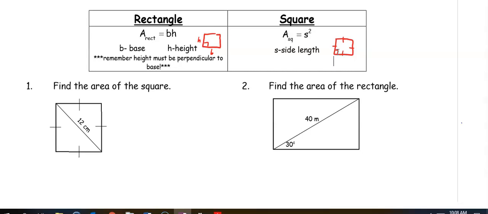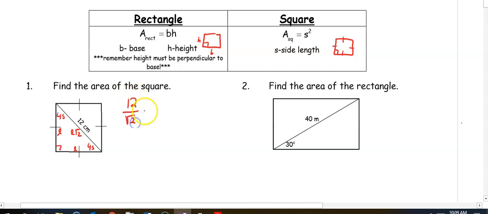So let's use these two formulas to find our area. Number one, find the area of a square. In this case, it's a square with our diagonal drawn in. Remember that when we have a diagonal drawn into a square, it creates our 45, 45, 90 triangle. So the sides of our triangle are going to be L. The diagonal is going to be L root 2. So we need to solve for L. We can divide by root 2.